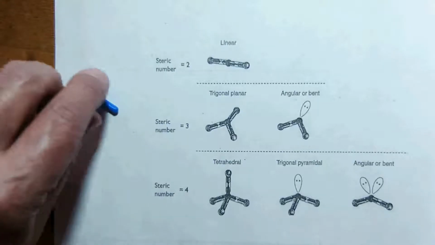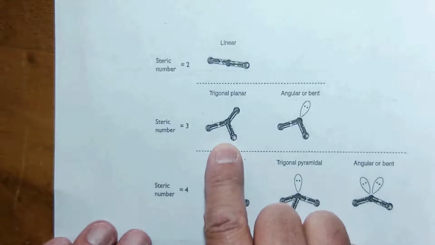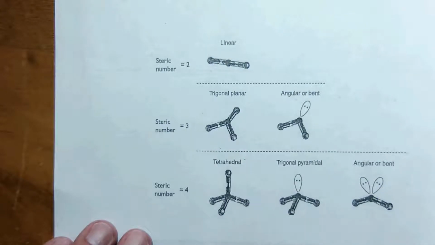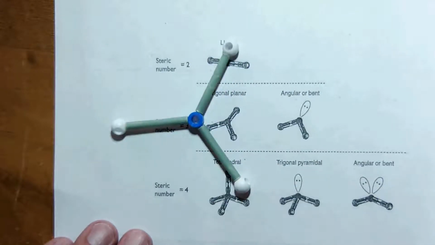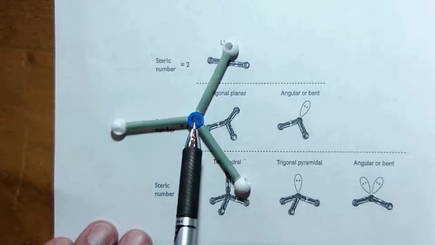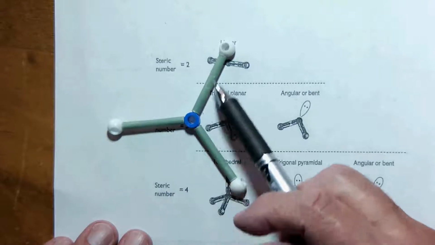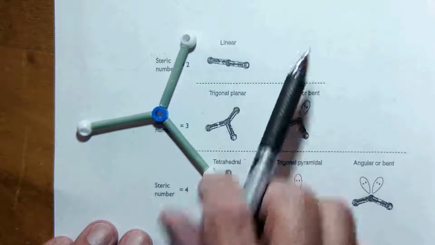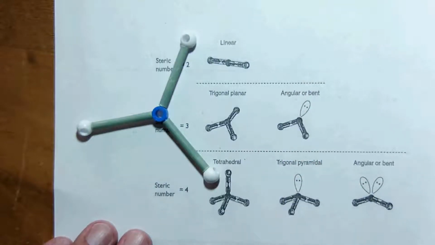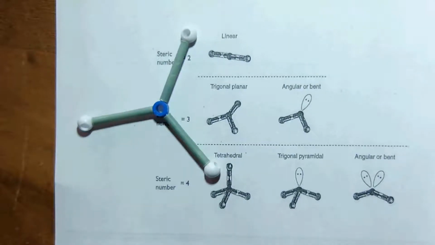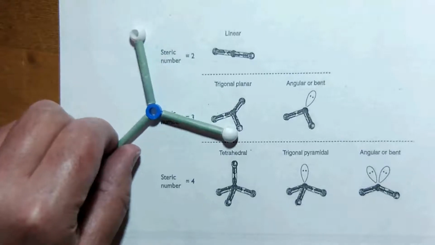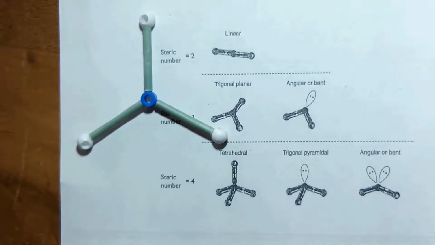Well, if your steric number is 3, and if everything is a bond, everything's going to another atom, like in here. See, that's a central atom, a bond to another atom, a bond, a bond. In that case, you would say that this molecule is trigonal planar. I hope you can all see why it's called trigonal planar. It's kind of shaped like a triangle. Everything's flat on the same flat surface, hence planar, trigonal planar.